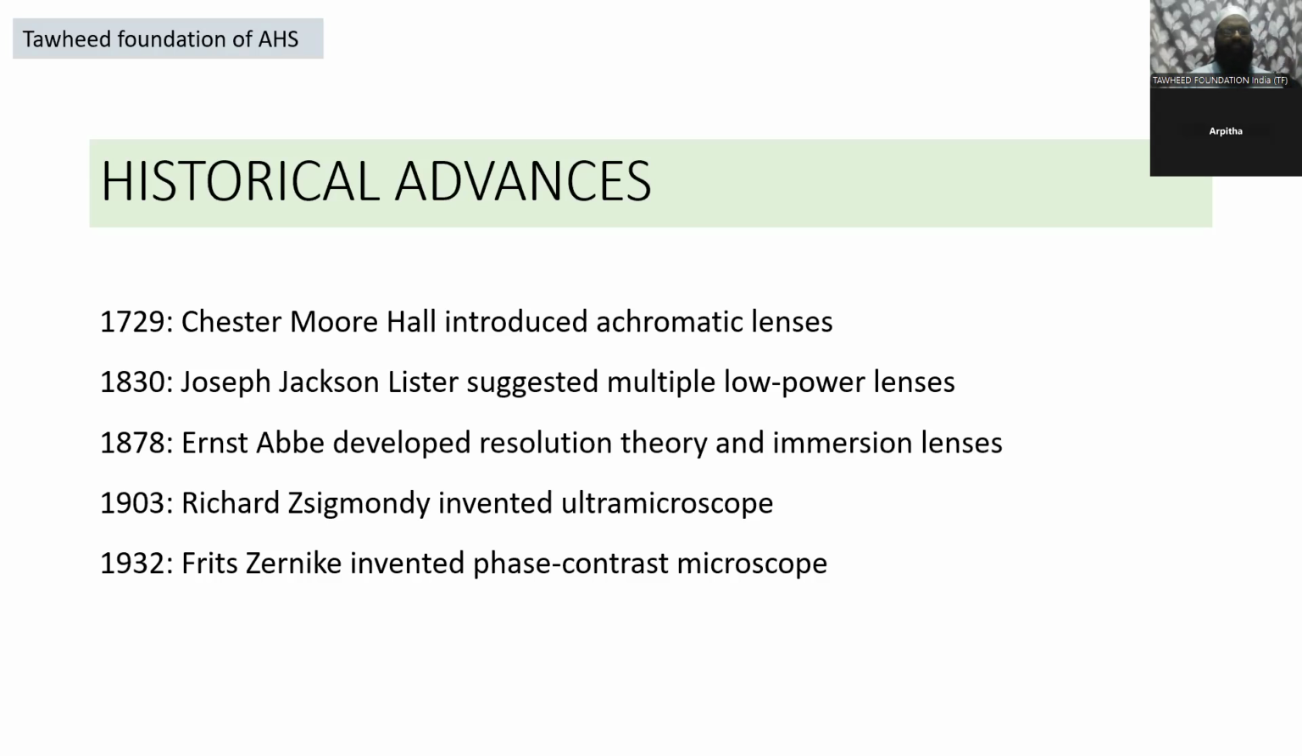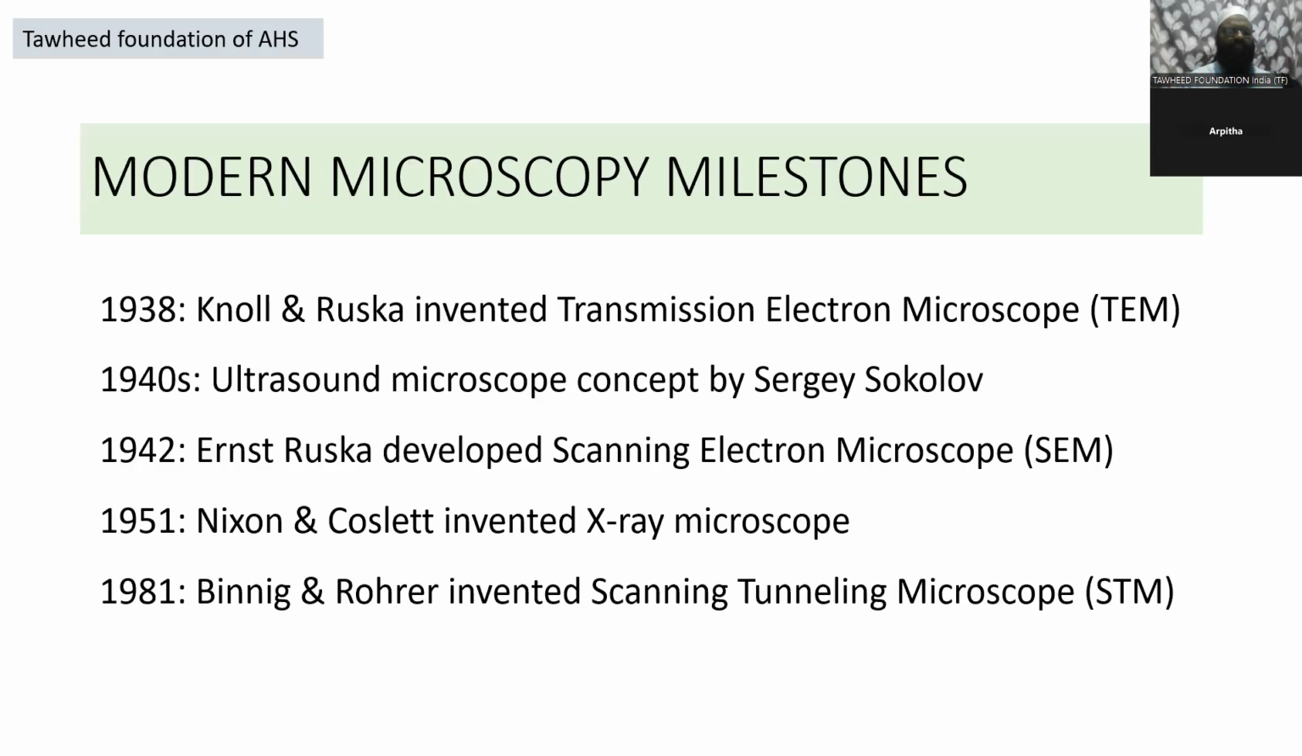In 1932, Fritz Zernike invented the phase contrast microscope. In 1938, Max Knoll and Ernst Ruska invented the first electron microscope. It was transmission electron microscope. So we are going to discuss different types of microscopes later. It used a beam of electrons instead of light to make an enlarged image.